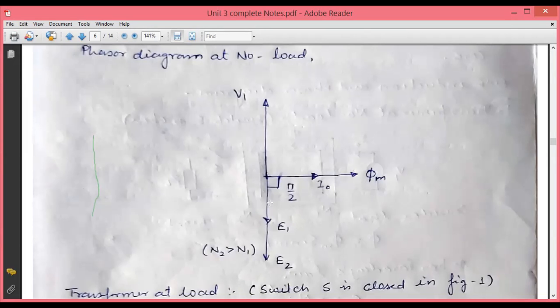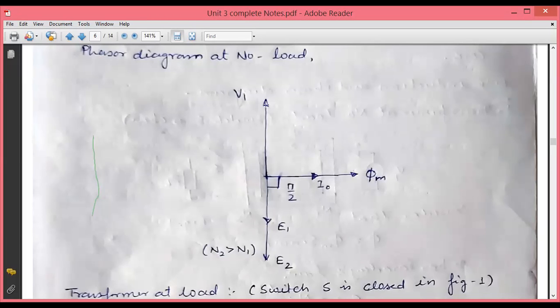And now, the primary induced EMF will be balanced only by the applied voltage, as there is no resistance and no leakage flux in the primary winding. It means whatever voltage is applied to the primary winding, the same would be induced, because they will balance each other. Under any condition, this circuit will also follow Kirchhoff's voltage law, which simply says the algebraic sum of the voltages in a closed path will be equal to 0.